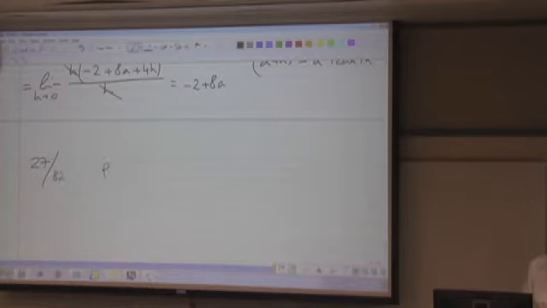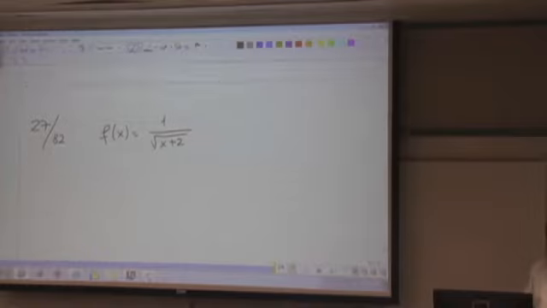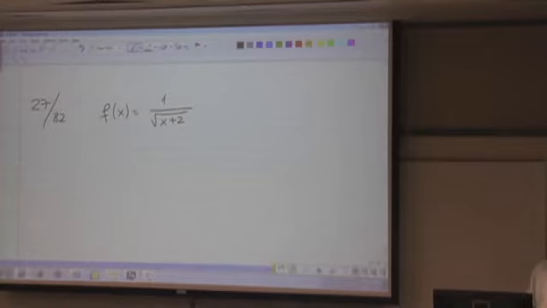So we have f of x is equal to 1 over the square root of x plus 2. Is this when you do the low d high, high d low? When you get to that part, yes. Right now we're only doing limits.